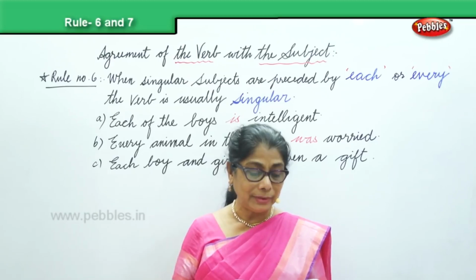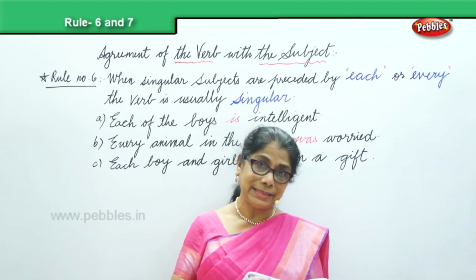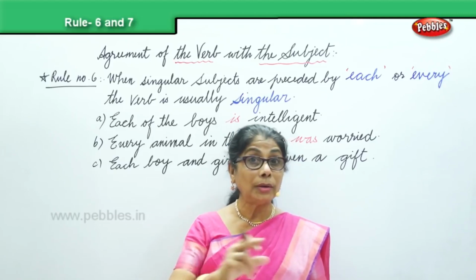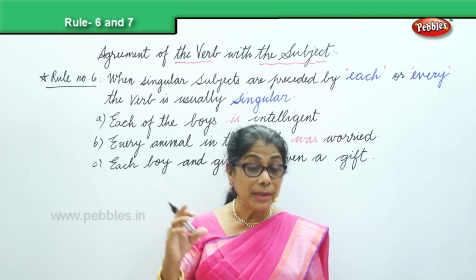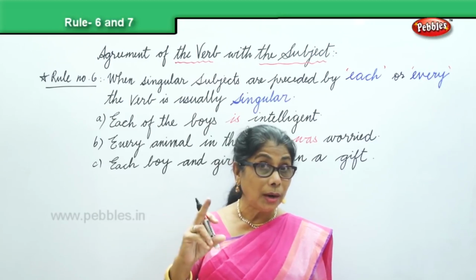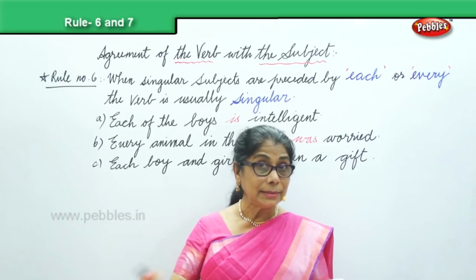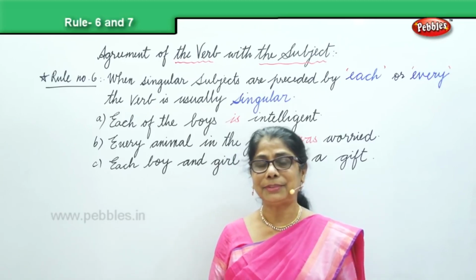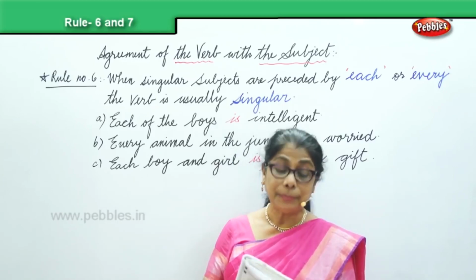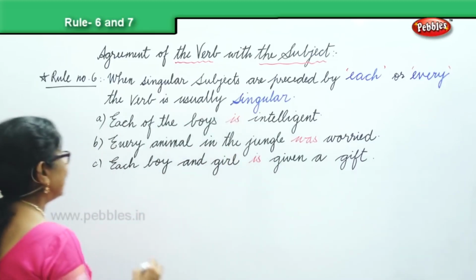Another example I have is, one of the girls. A number of girls are there, but which is the real subject? One of the girls is sitting here. So we have to be very careful in verb agreement. So, rule number 7.